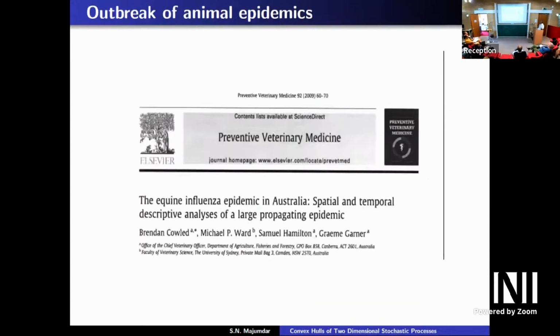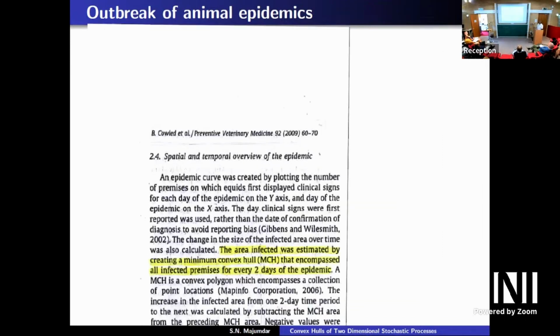And the second problem is actually this epidemic problem. This is actually in Australia. There is often a horse population there, and they have this influenza epidemic. Basically a horse gets infected, and then it moves around, diffuses, and infects other horses. So what they do is they look at the farms where there is an epidemic, and they use the minimum convex hull to estimate the area which is infected, to see how the epidemic progresses every 2 days.